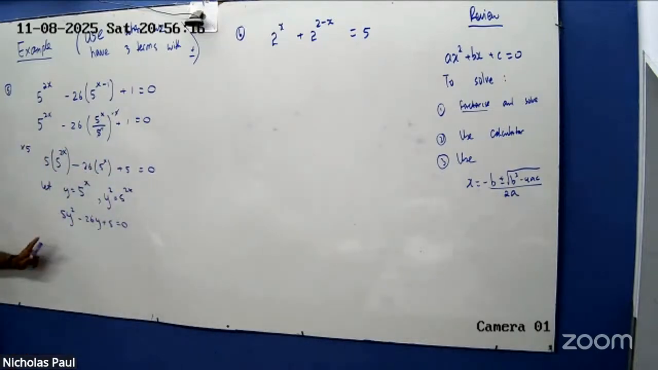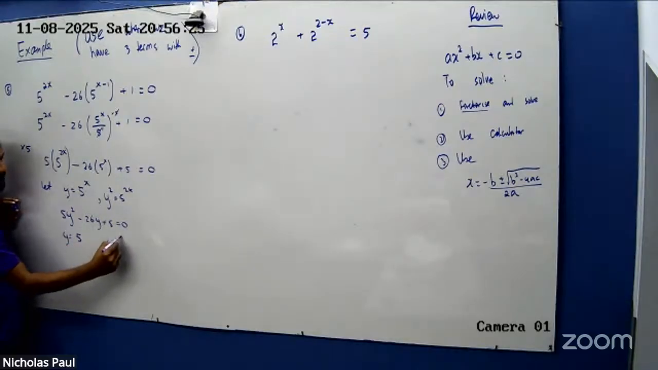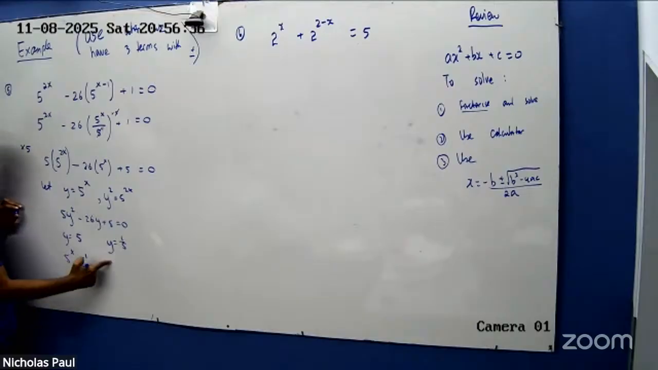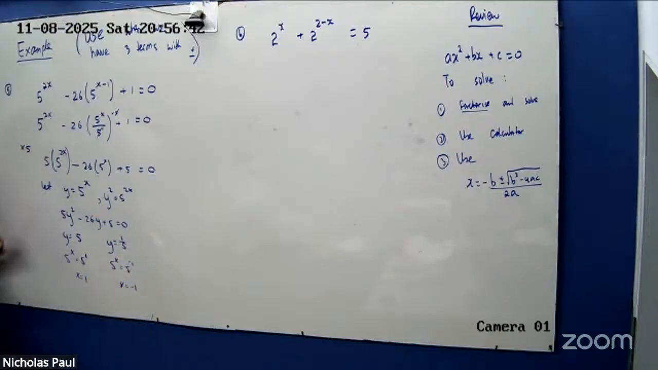What you got here? Y is 5 and y is 1. Right? So y is what? Y is 5 to the x. This is 5 to the 1. So you know x is 1. Here, 5 to the x is 5 to the minus 1. So x is minus 1.